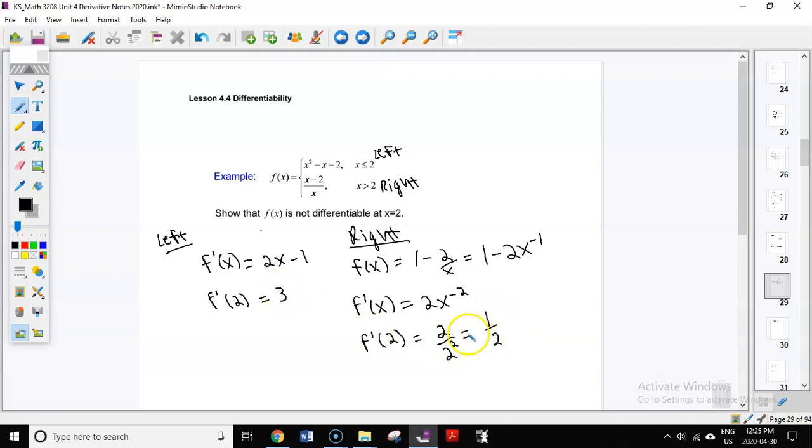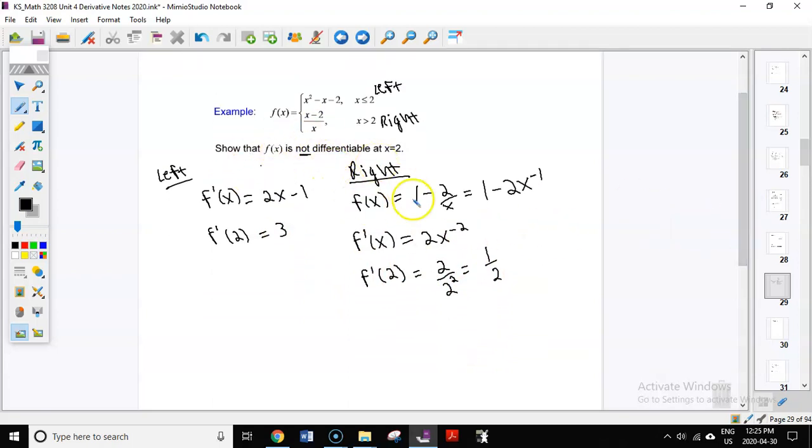So they're not equal, which means it's not differentiable at 2. So that's where the algebra comes in, where the power rules help a lot, because you wouldn't want to use the limit definition on both of these just to get 3 and 1/2. Alright, so the f prime of 2 from the left is not equal to f prime of 2 from the right. And that's kind of my notation. That's not really a formal notation, but I like showing that because it shows understanding of what you did.